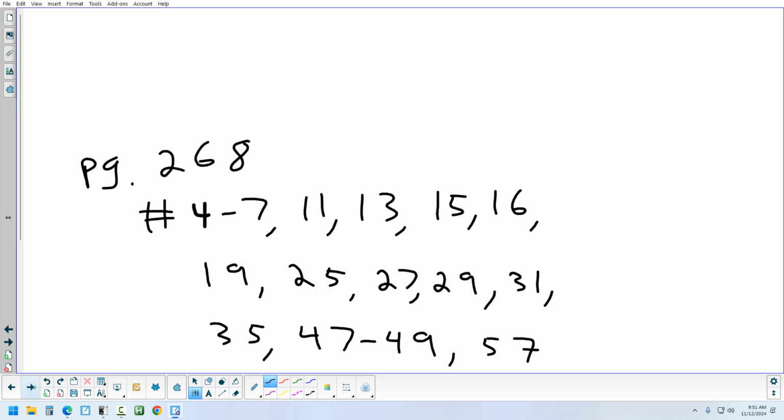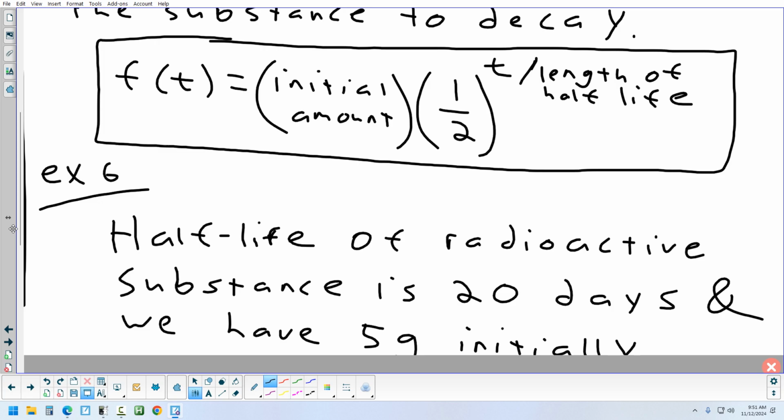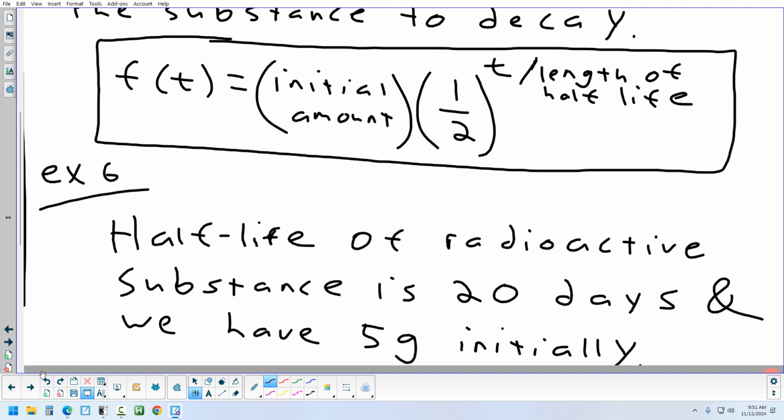Okay, I think that's all right. That'll be our last one. All right, so we'll set this one up, but then it's also going to be very similar to the bacteria problem and the population of the town problem. So we have 5 grams of a substance, and we have a half-life of 20 days. So every 20 days, half of the material we have is gone. Okay, breaks down.